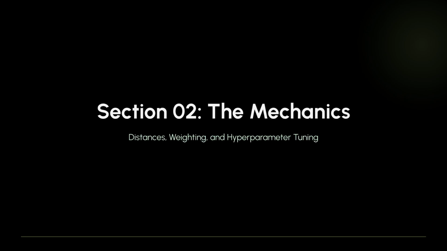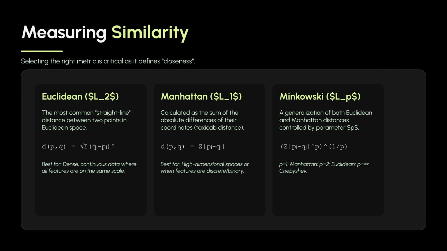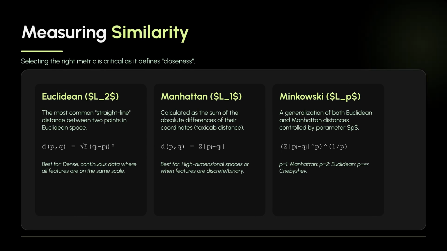Next, we move to Section 02, the mechanics, covering essential components such as distance metrics, weighting, and hyperparameter tuning. Selecting the right distance metric is crucial. Common choices include Euclidean distance for continuous data, Manhattan distance for high-dimensional or discrete data, and Minkowski, which generalizes both.